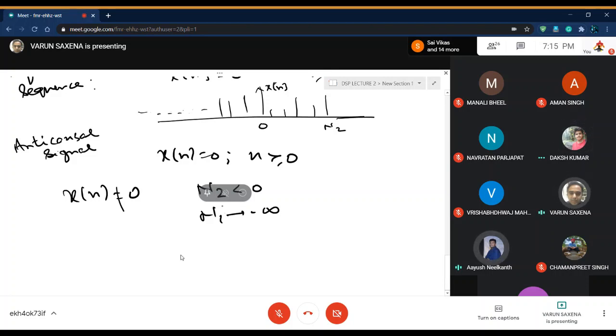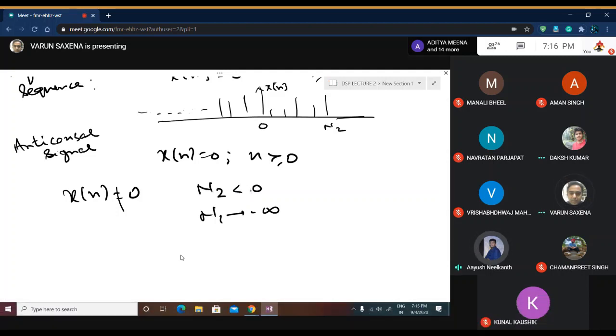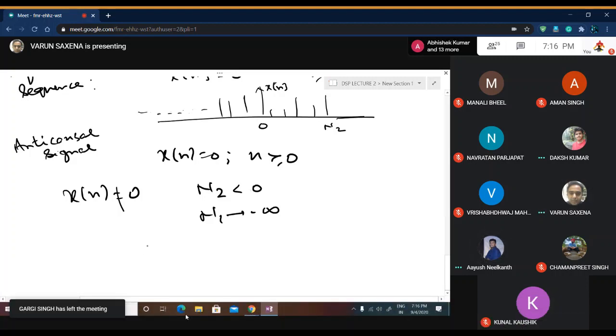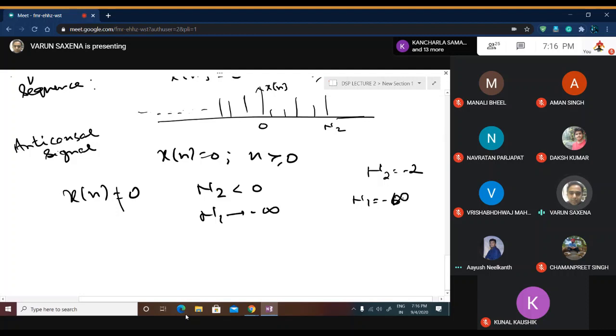No, it depends on the value of n2. I'm giving you n2 less than 0. But if n lies between n1 and n2, it will be a non-causal system. Pick up some values. Sir, suppose n2 is 2 and n1 is 6. No, n2 cannot be 2, it is -2, and n1 is -6. Take n1 as negative infinity, so it is anti-causal.